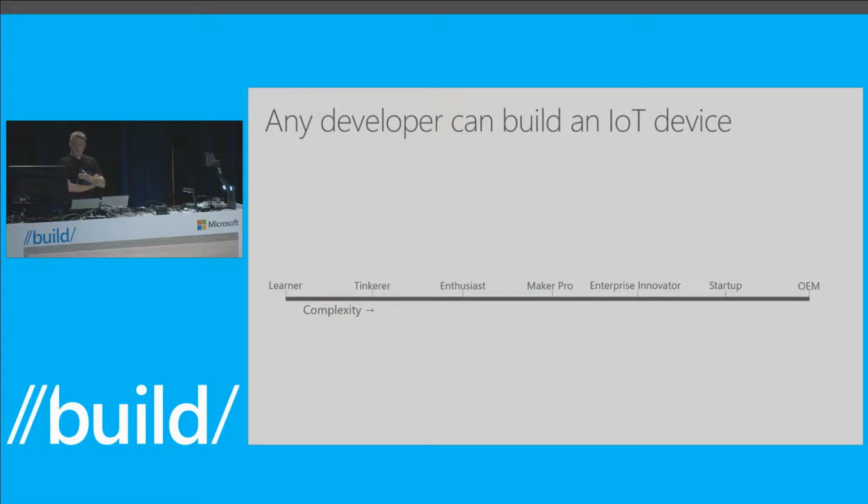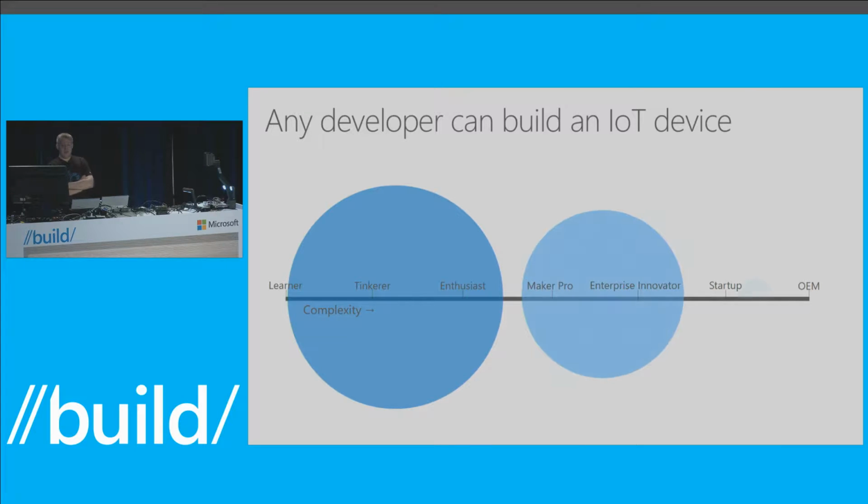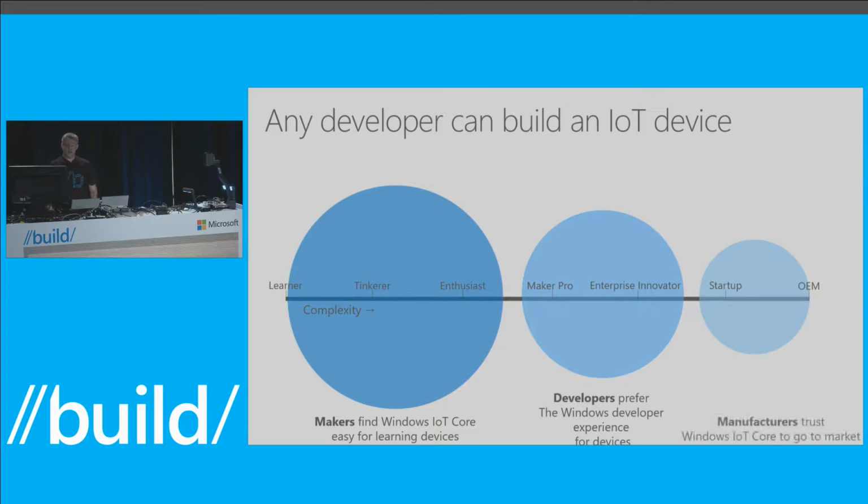We looked at these groups of developers and really saw that there are three clusters. The first are makers who turn to Windows IoT Core for learning devices. They don't necessarily know a lot about hardware, and they don't know a lot about software. But using Windows 10 IoT Core, they can learn both hardware and software together, making it so any maker can build an IoT device. The middle grouping are developers. Developers are the ones who already know the Windows platform, and they prefer the Windows developer experience for devices.